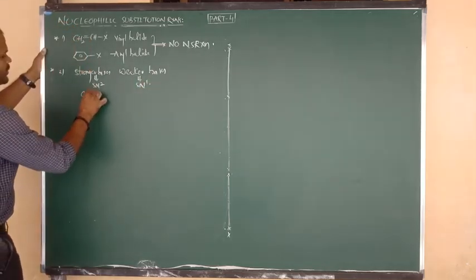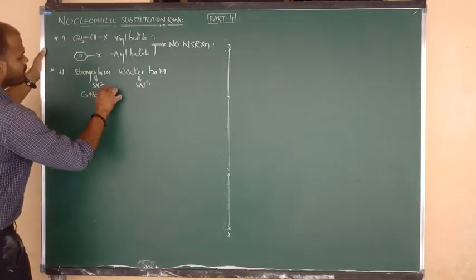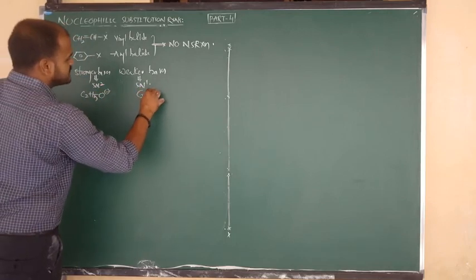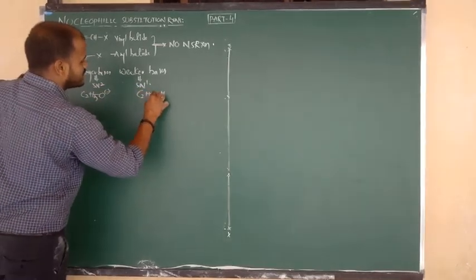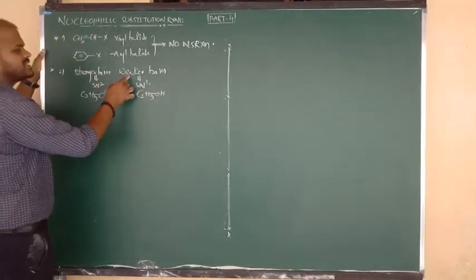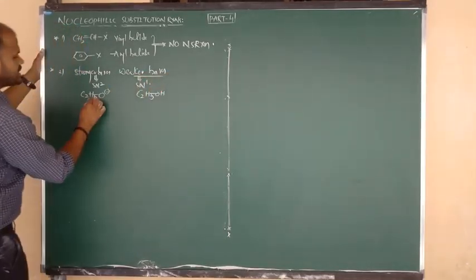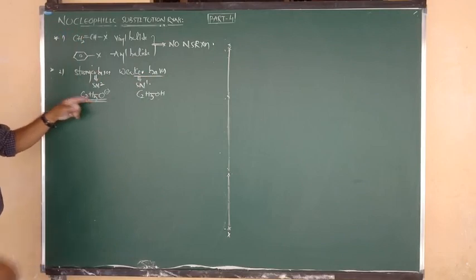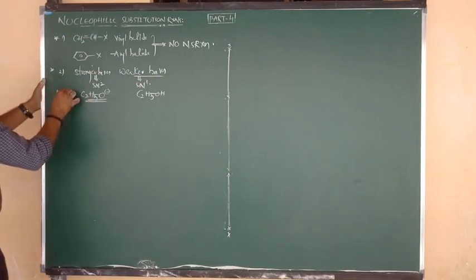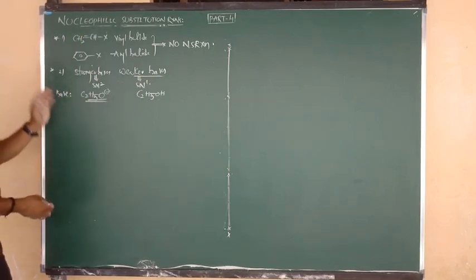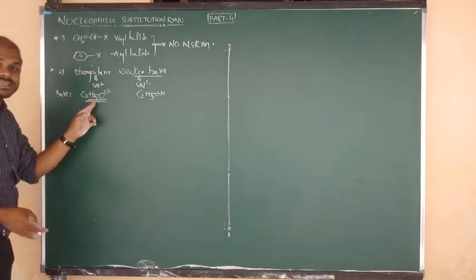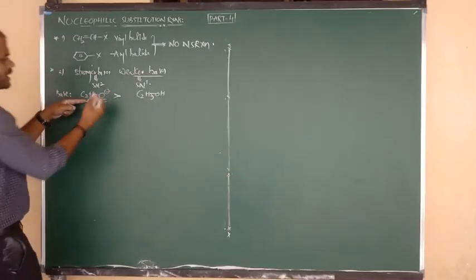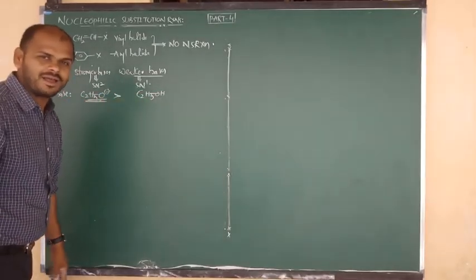Here I am going to give you the example: C2H5O minus, and one more is C2H5OH. C2H5OH is the weaker base, and C2H5O minus is the stronger base. This is the order of basicity, or basic nature. Which is the strong base, ethyl alcohol or ethoxide? Ethoxide is a stronger base as compared to ethyl alcohol.